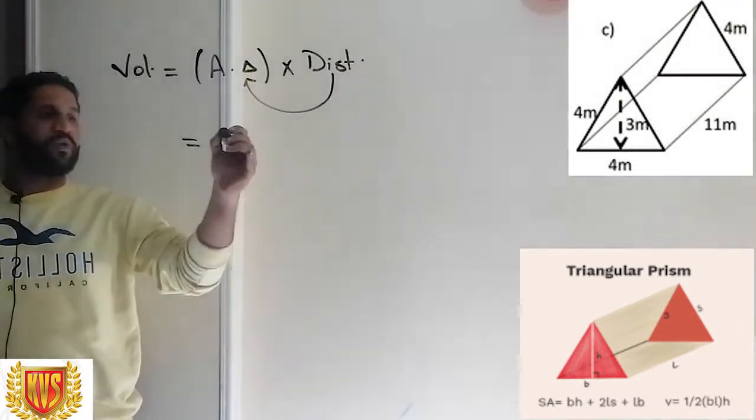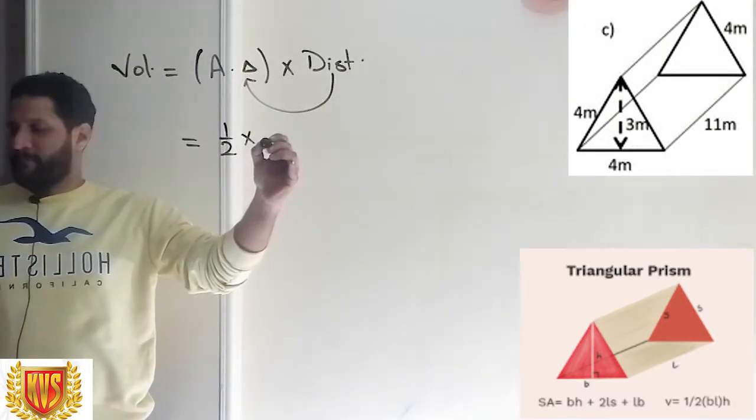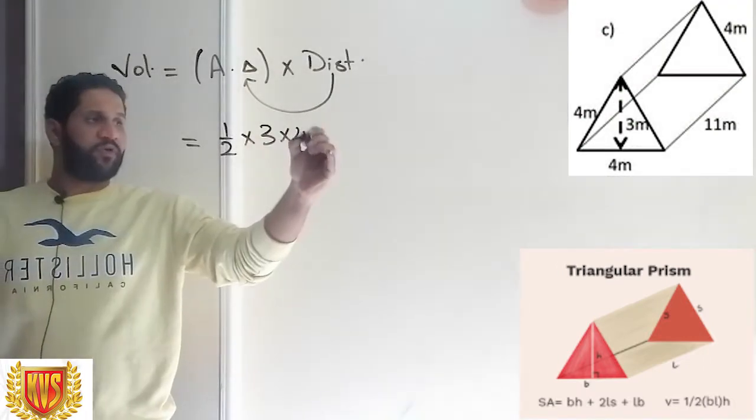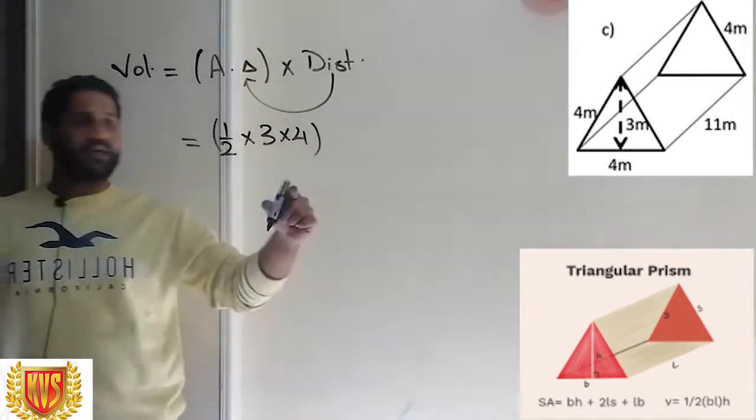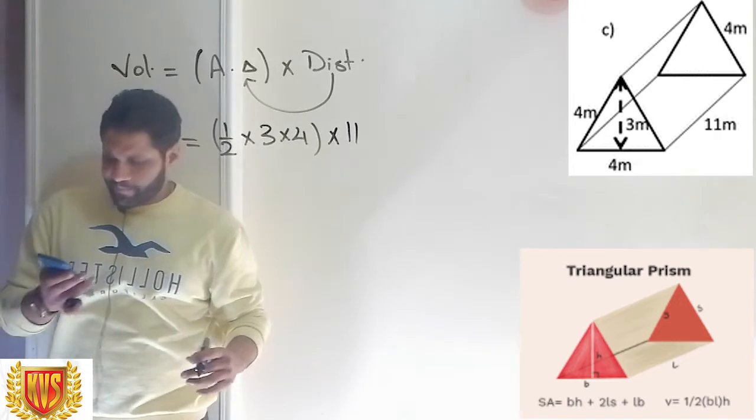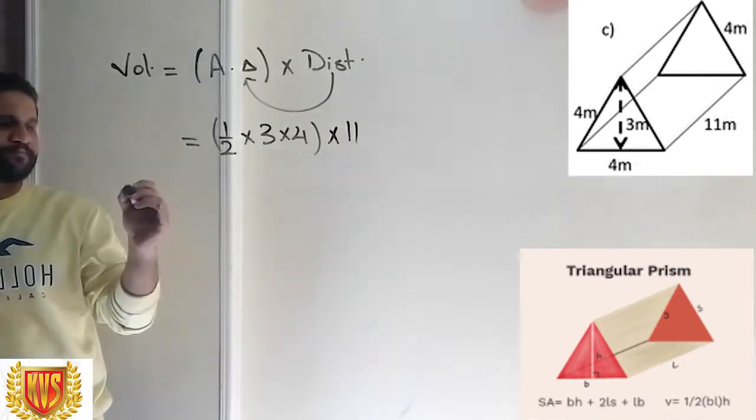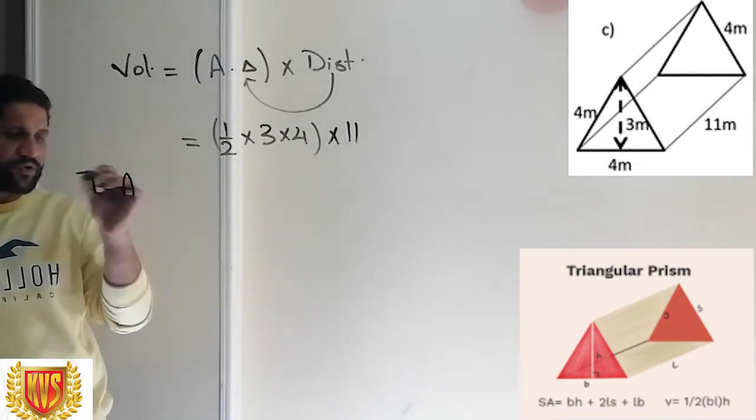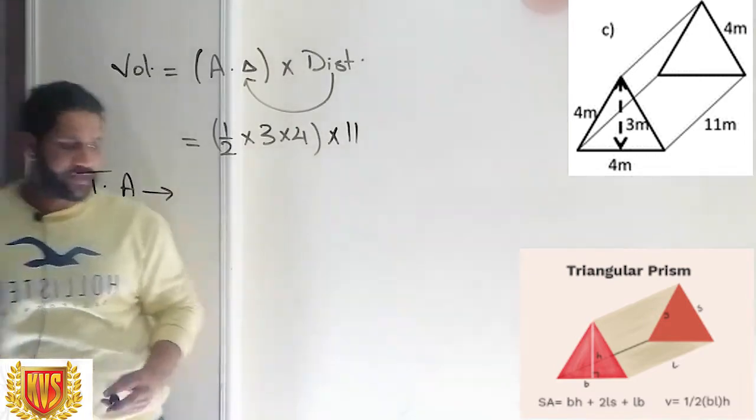So the first one will be half by 3 by 4, and the distance between the triangles is 11. Calculate it only. To find the area, or the total area of the triangular prism.